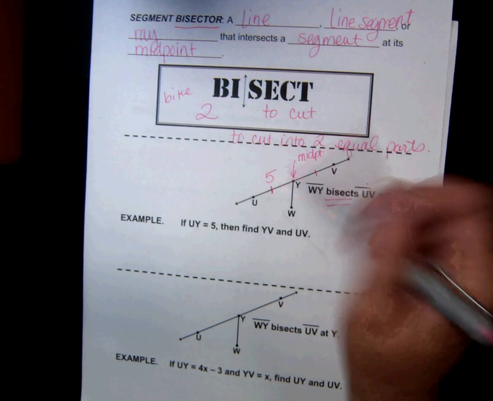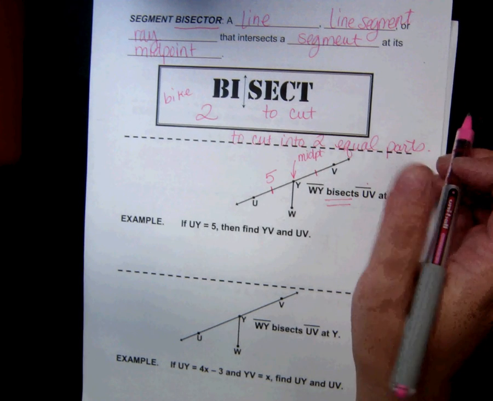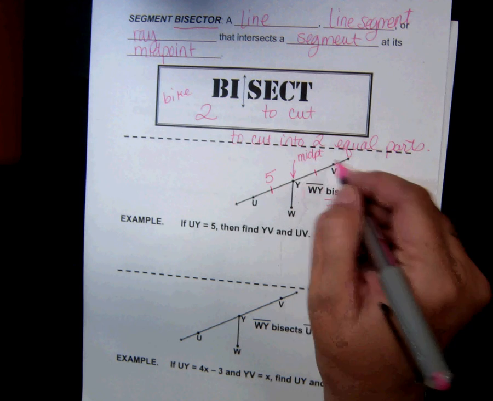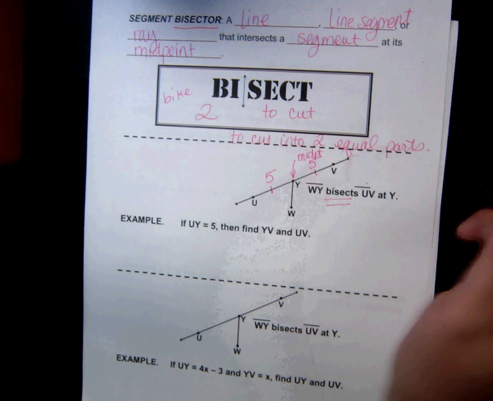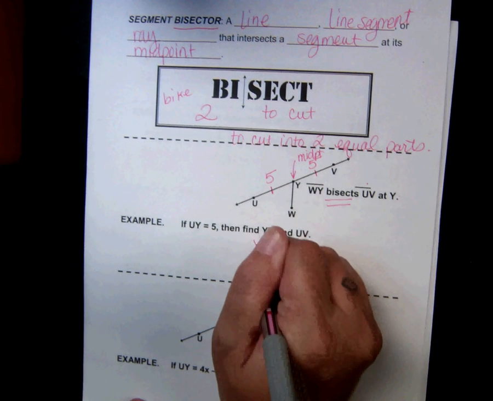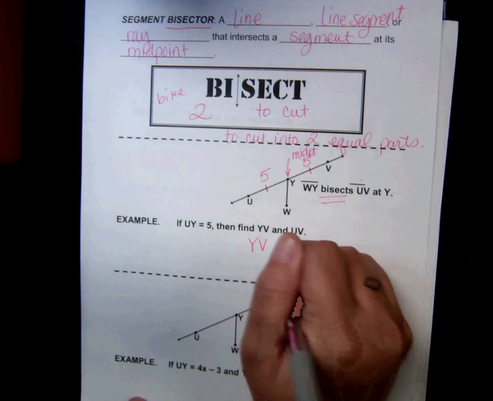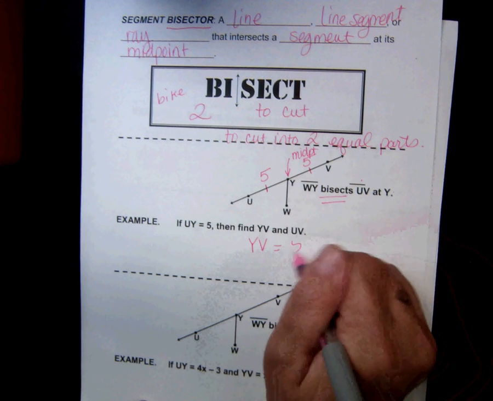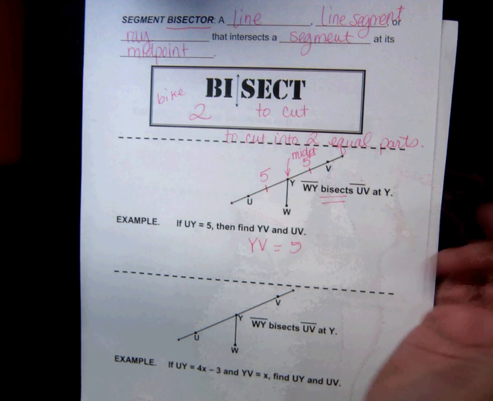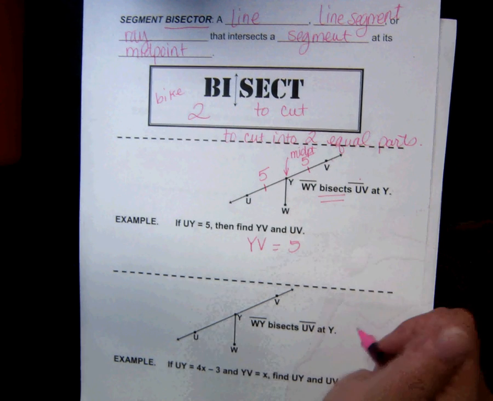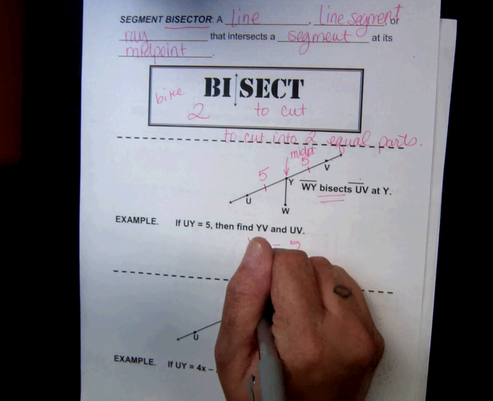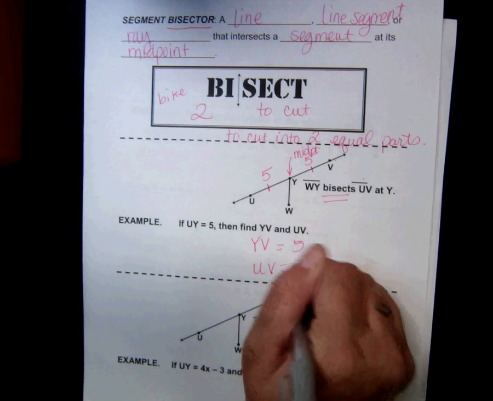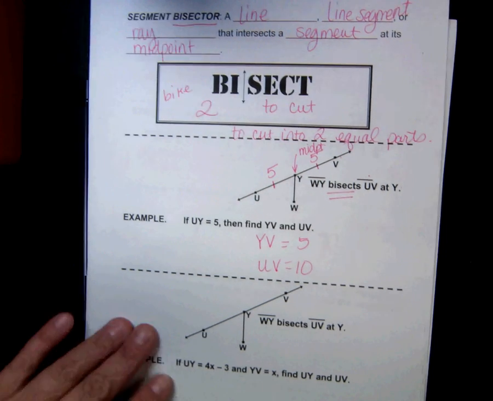What do we know about our tick marks? If UY is 5, we just said that they were congruent, then YV must also be 5. So if I went over here and labeled YV is 5, then UV, the whole thing, is going to be 10. Let's practice one more. Our last one. Yay!